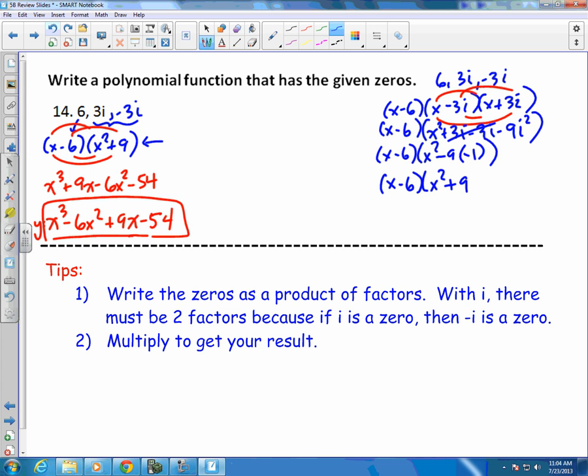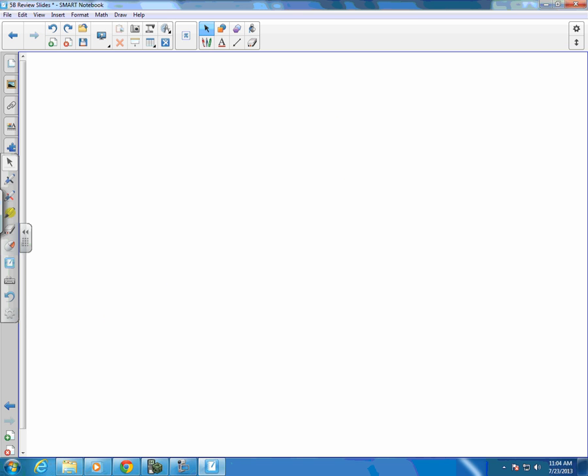So what you see is even if you start there, you're going to end up at the same spot. You see x minus 6 times x squared plus 9 is where you end up either way. When you FOIL that out, I could do it all again, but it's the exact same thing. You're going to get x to the third minus 6x squared plus 9x minus 54. All right, and I hope that helps you with your Chapter 5b review.